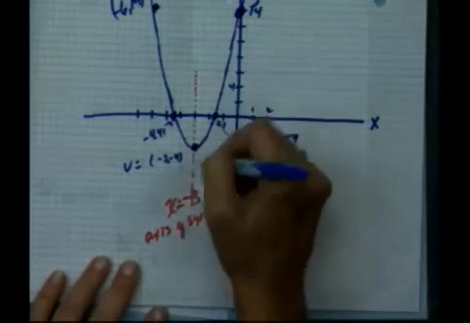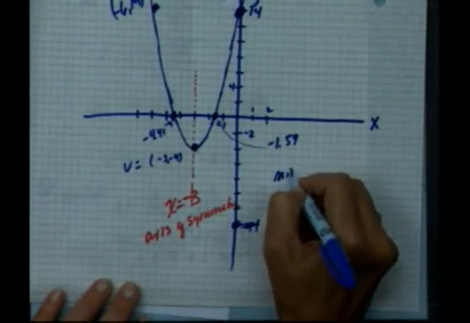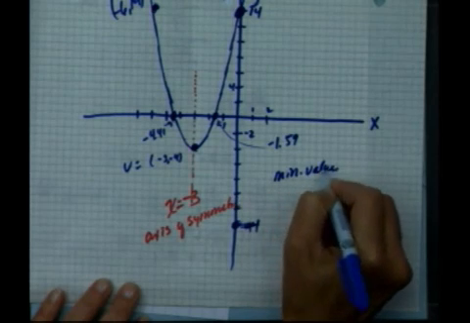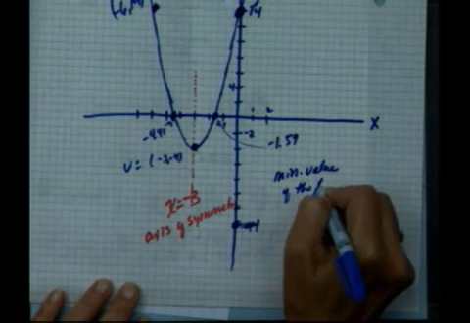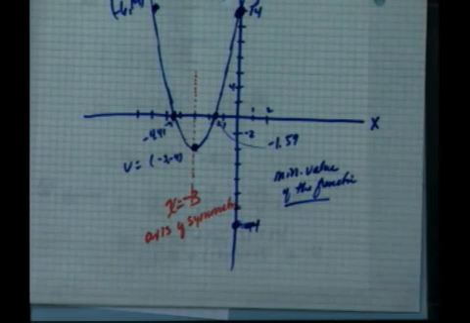You told me that this opens up so it has a minimum value. What is the minimum value of the function? If I say, what's the minimum value, everybody would say, -3.